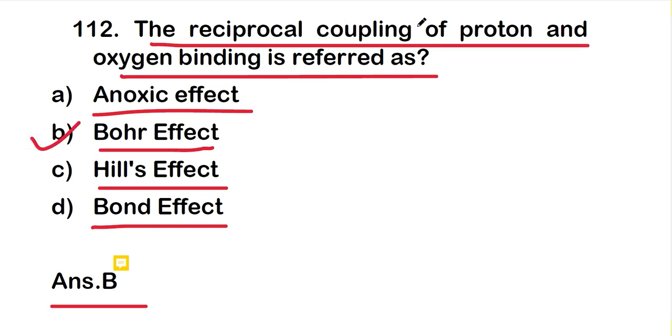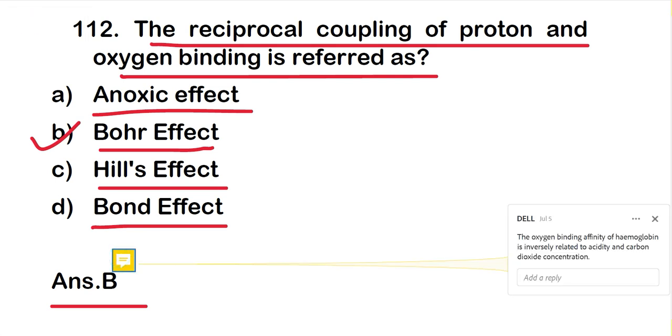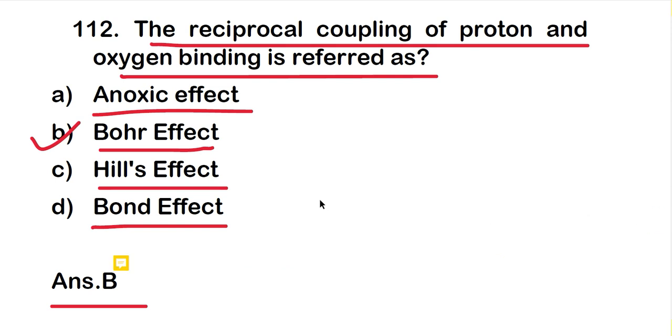So the reciprocal coupling of proton, or we can say pH, and oxygen binding is referred to as Bohr's effect. And here we can see the oxygen binding affinity of the hemoglobin is inversely related to acidity or pH and carbon dioxide concentration, okay. So this is the main concept.